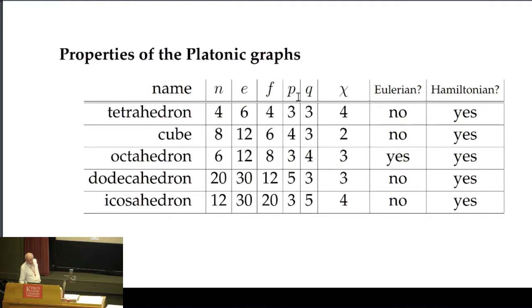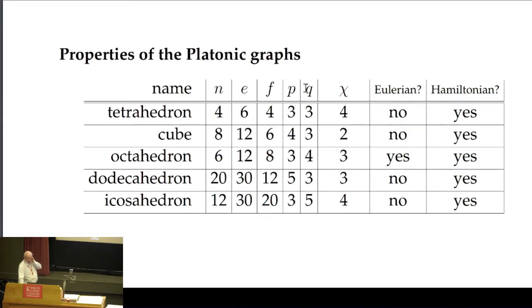What are P and Q? Well, I'll write this down in a moment, but P is the number of edges bounding a face. The tetrahedron has triangles, so there are 3 edges. The cube has squares, so 4 edges for each face. The octahedron has triangles again, so 3 edges. A dodecahedron has 5 edges to each face because they're pentagons, and an icosahedron has 3.